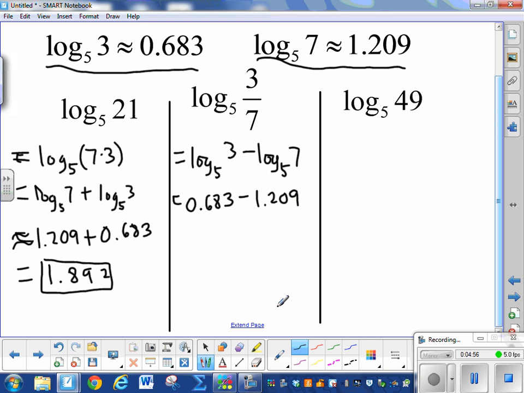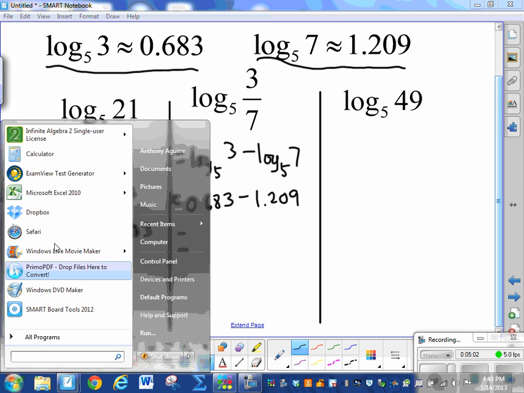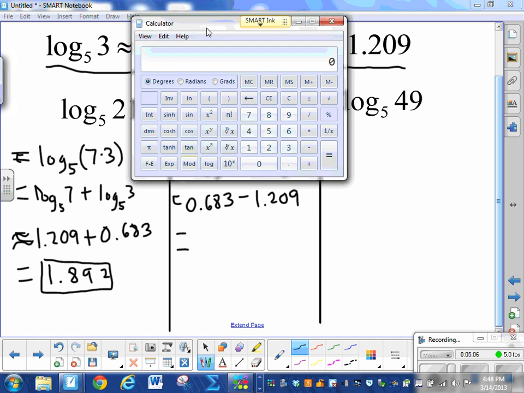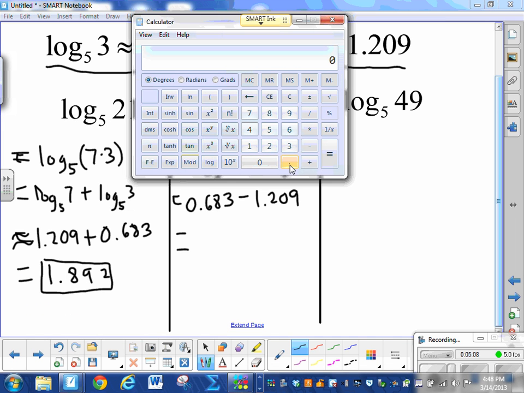My handy dandy calculator. So you're going to take, well, actually, I'll bring it up right here. There you go. Okay, so we're taking 0.683 and subtracting 1.209 from it.